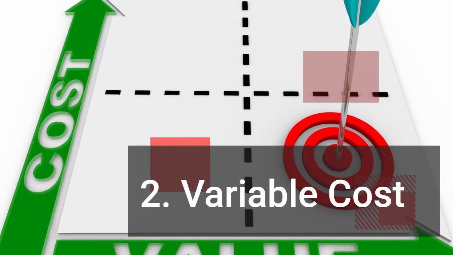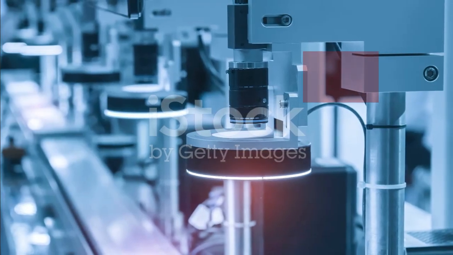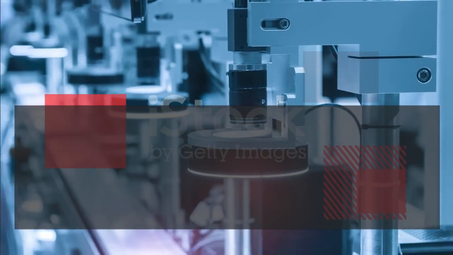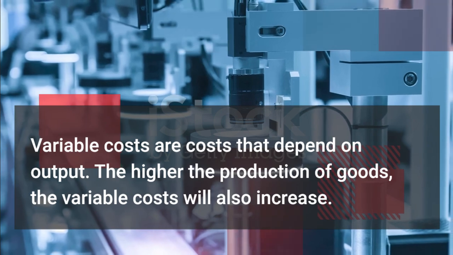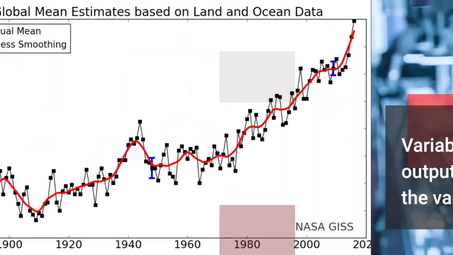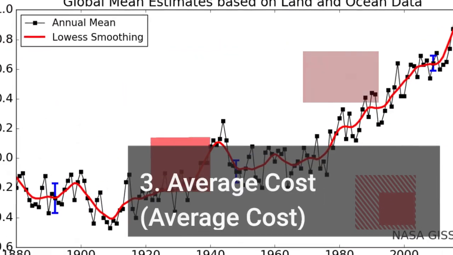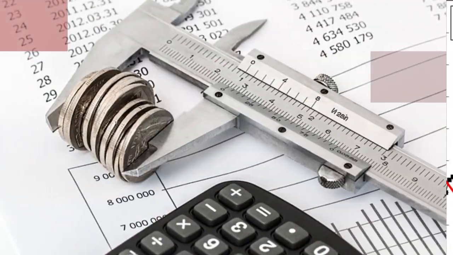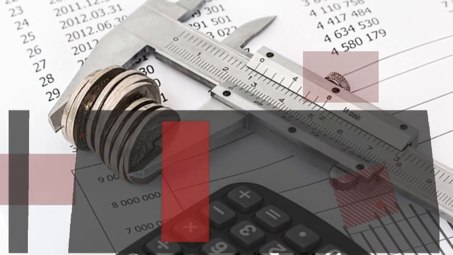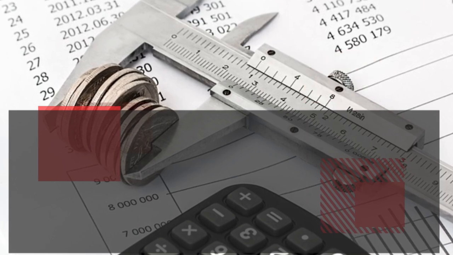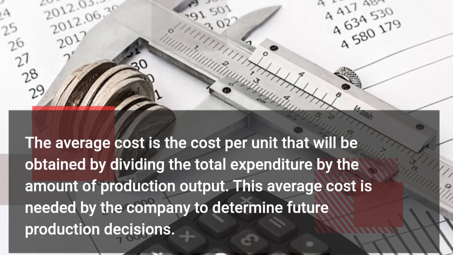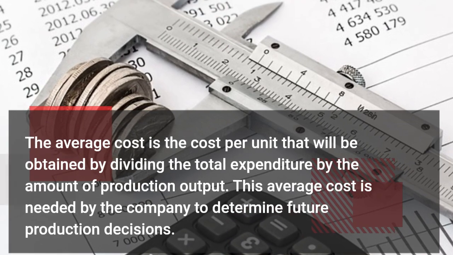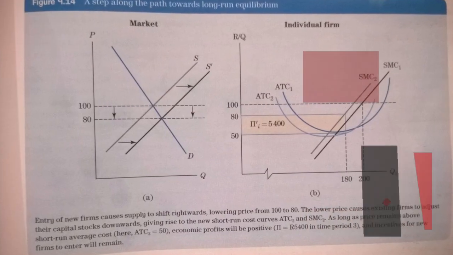2. Variable cost. Variable costs are costs that depend on output. The higher the production of goods, the variable costs will also increase. 3. Average cost. The average cost is the cost per unit that will be obtained by dividing the total expenditure by the amount of production output. This average cost is needed by the company to determine future production decisions.